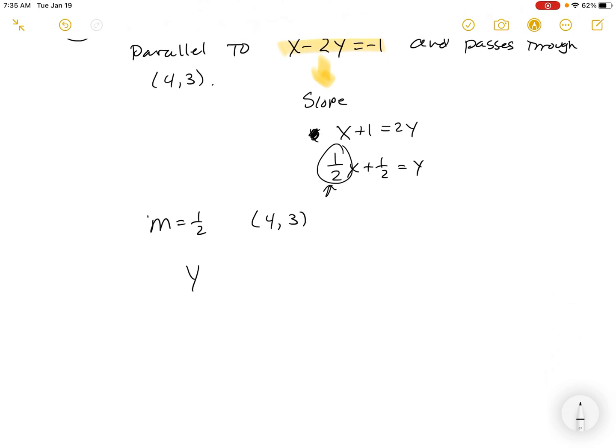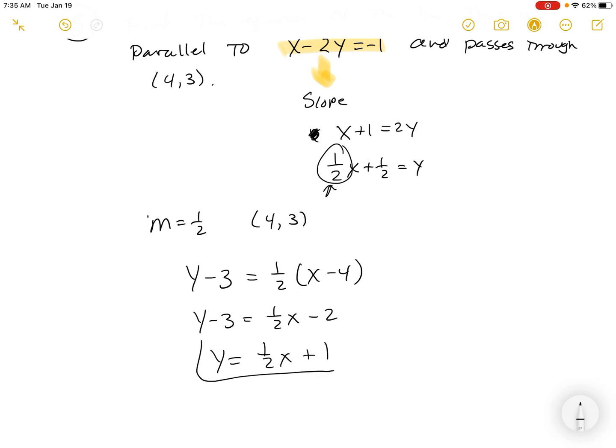So we'll do y minus 3 is equal to 1/2 (x minus 4). And we're almost done. y minus 3 is equal to 1/2 x minus 2. If I add 3 over, I get y is equal to 1/2 x plus 1. And I'm finished. It can be that nice if we let it.